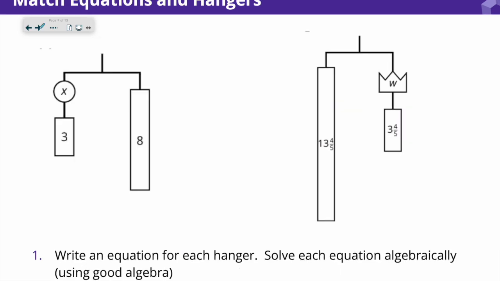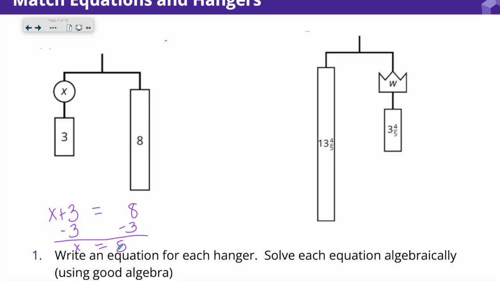Now we're just using our equations. In our left side diagram here, we have x plus 3 on the left and 8 on the right, and those are balanced. I need to get the x by itself, so I'm going to take the 3 from the x side and the 3 from the right side, and we get x equals 5.